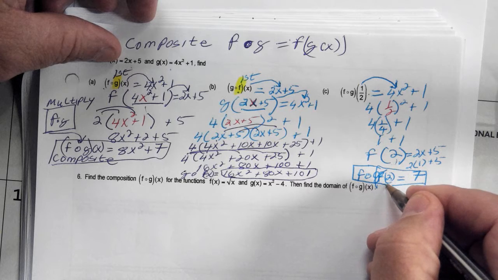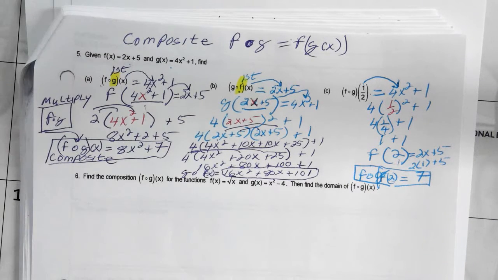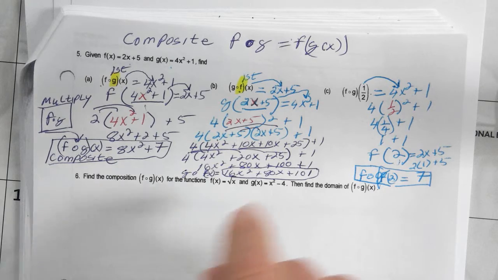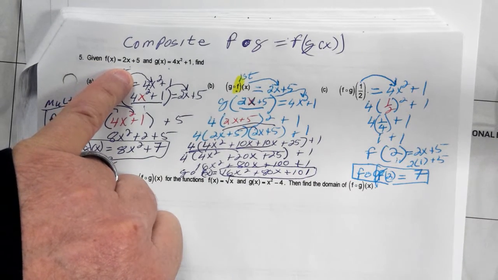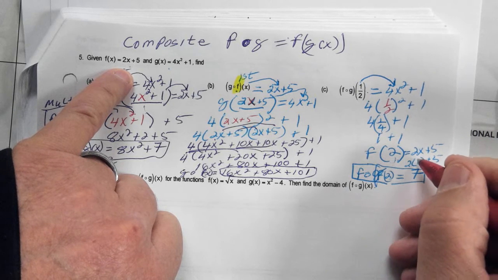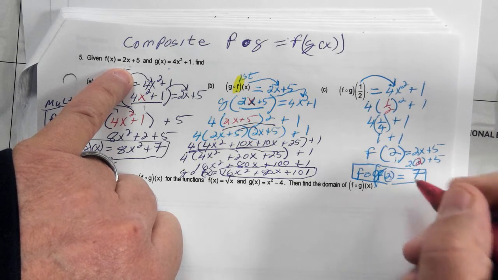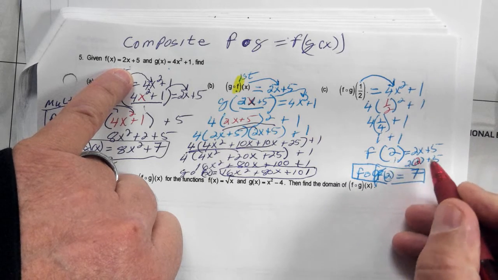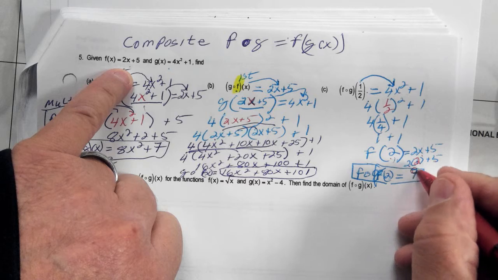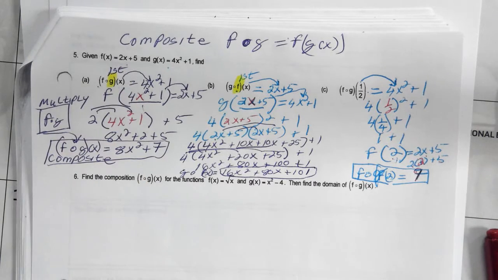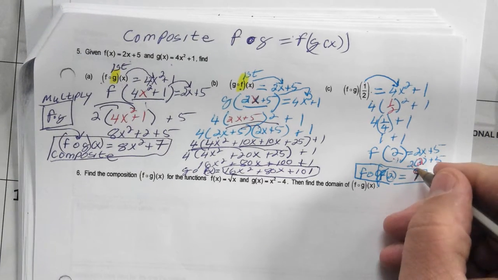My bad. Yes, sir, go ahead. Wouldn't it be 9 because you have to plug in 2 for x? Oh, I forgot the 2. Yeah, I plugged in 1. You're right. I'm glad you're listening. Thank you. 2 times 2, 4. 4 plus 5 is 9. There you go. Good job. Let me make that 9 better.